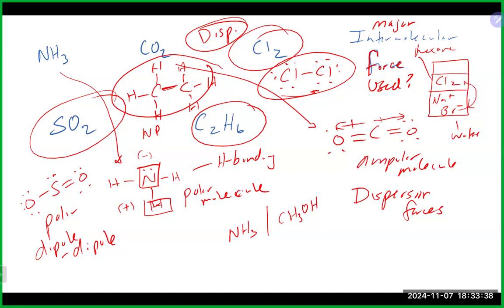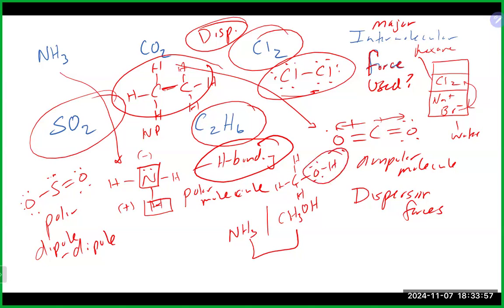These guys would interact through, well, the NH3 is using, what did we say? Hydrogen bonding, yeah. And this guy here is methanol, which looks like this. Does methanol have the ability to hydrogen bond? It does. Yeah. So they both would be using hydrogen bonding.